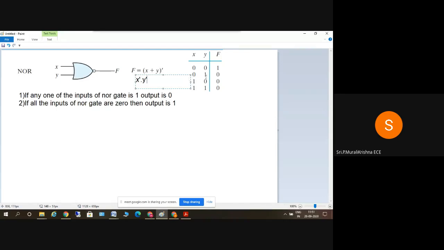If any one of the inputs of the NOR gate is equal to 1, the output is equal to 0. If all the inputs of the NOR gate are 0, then the output is equal to 1. So that is the NOR gate function. It is the opposite of the OR gate, an inversion of the OR gate.